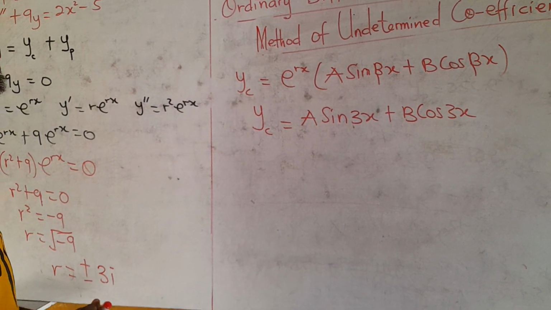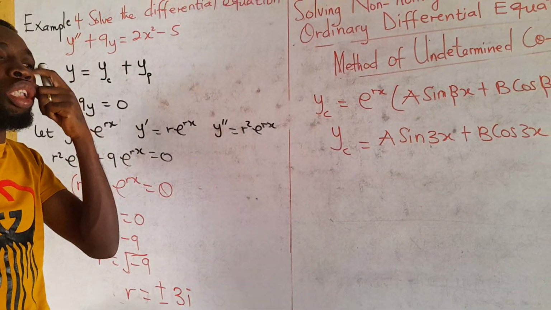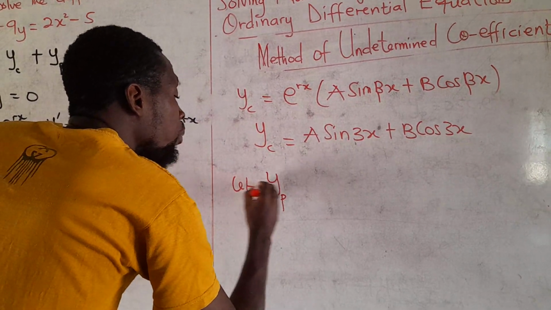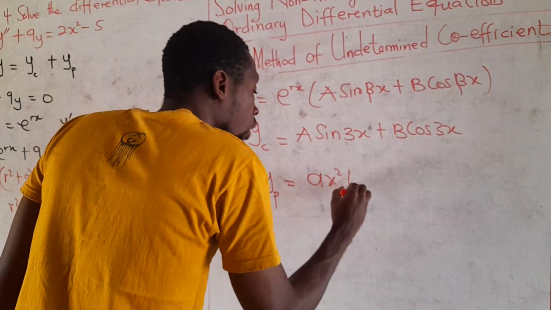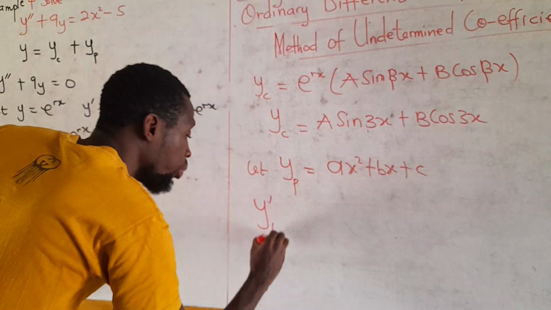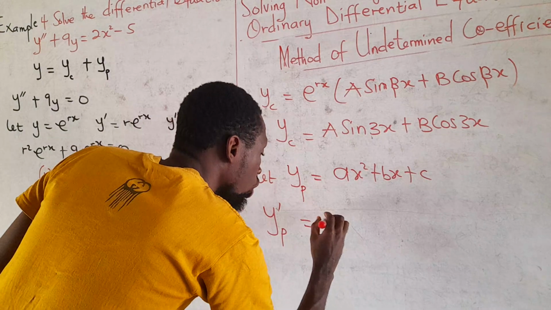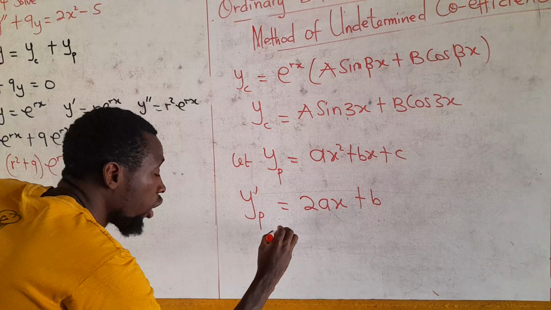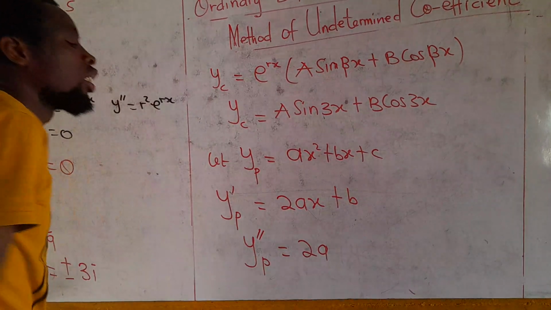Now the non-homogeneous side. Look at that side, 2x² − 5. This is a quadratic expression. So we must let y_p be equal to a quadratic expression, say ax² + bx + c. What do we do? We find y_p'. So we differentiate this function with respect to x. What we get is 2ax + b. Then we find the second derivative, y_p'', to be equal to 2a. Remember, this is constant, its derivative will be 0.